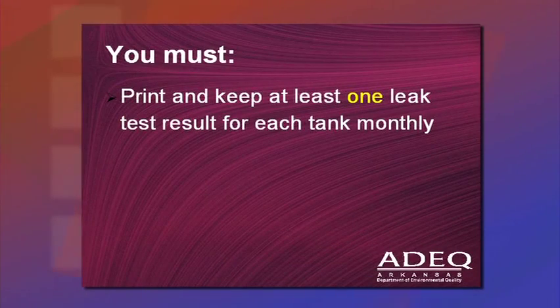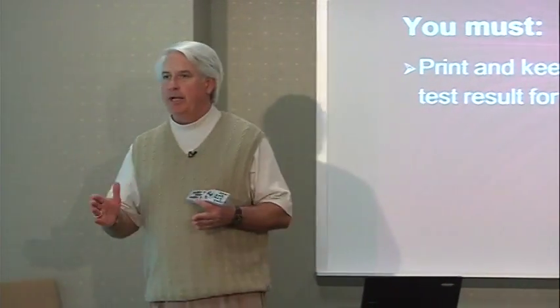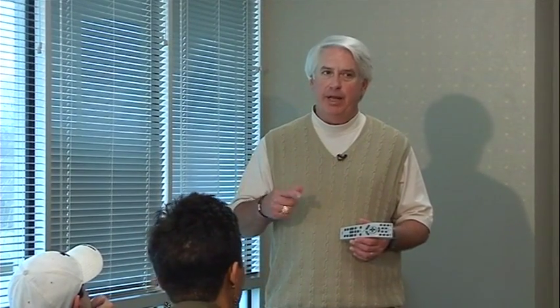So you must print and keep at least one copy of what comes out of your automatic tank gauge. They will collect electronic data, but you're just one lightning strike away from that wiping out all the data that you have. That's why they ask you to go ahead and print and copy at least one of these per month to show that you've done this test.